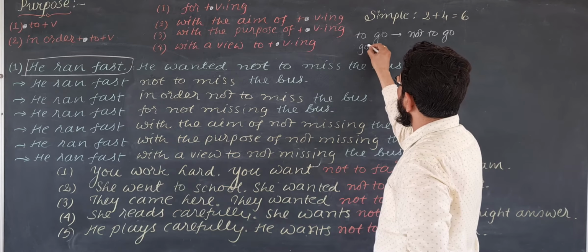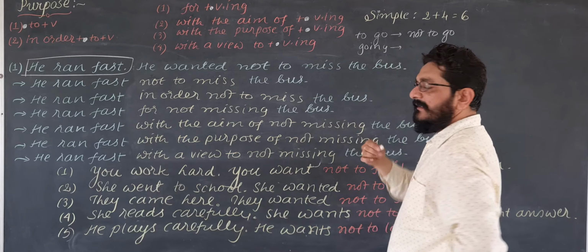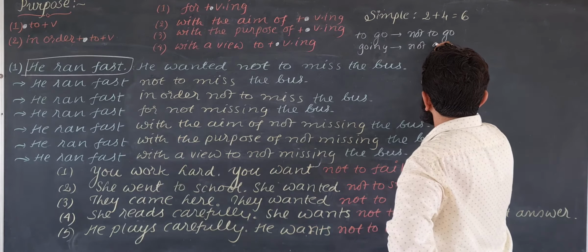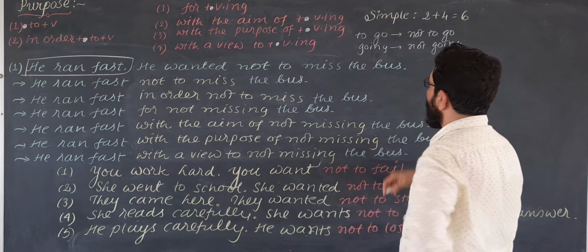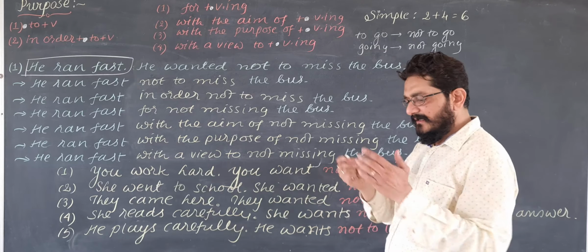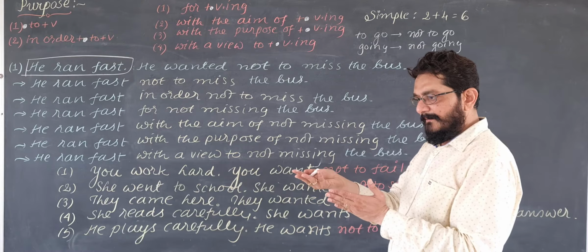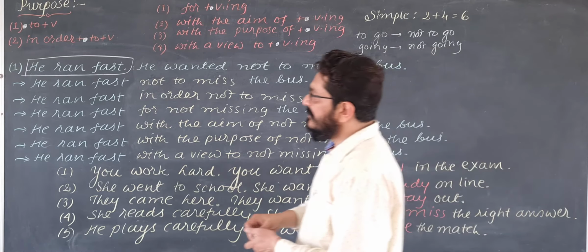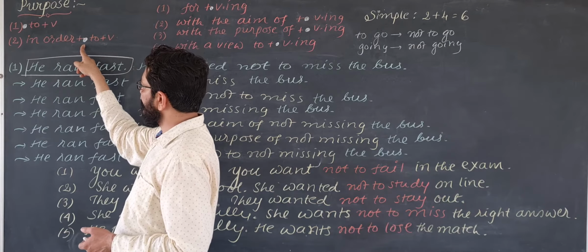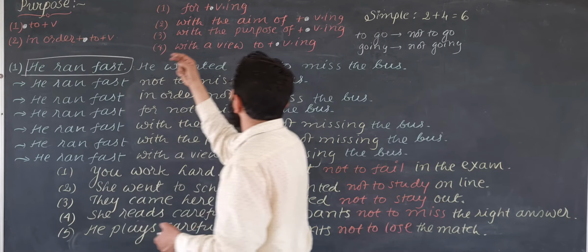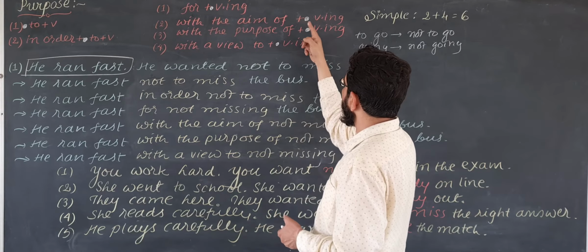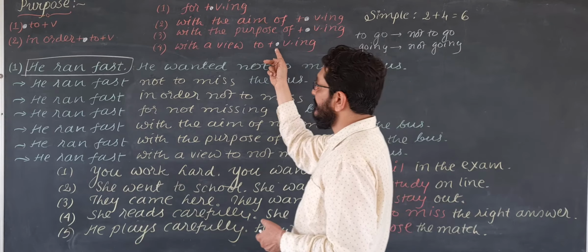Suppose it is going. And I ask you, make it negative. What will you write? Not going. To play, not to play. Playing, not playing. Reading, not reading. To read, not to read. So if it is 2 plus verb, you have to put not there. 2 plus verb, not here. VING, not VING.